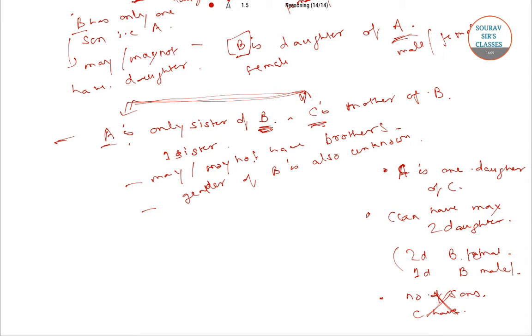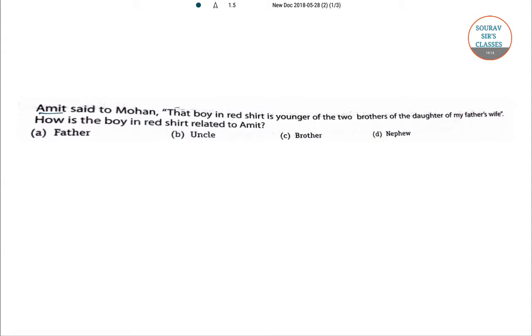Now let's solve some questions for better understanding. Now in this question, a person named Amit said to Mohan that the boy in red shirt is younger of the two brothers of the daughter of my father's wife. So Amit is talking about his relationships. So Amit's father's wife would be Amit's mother.